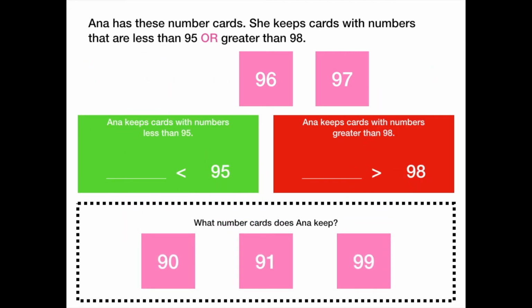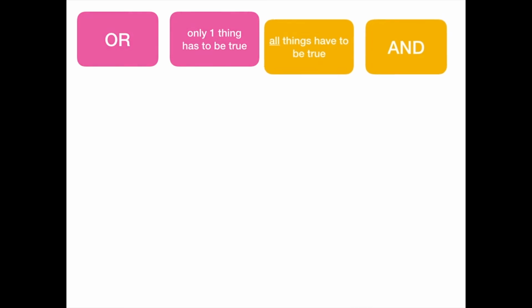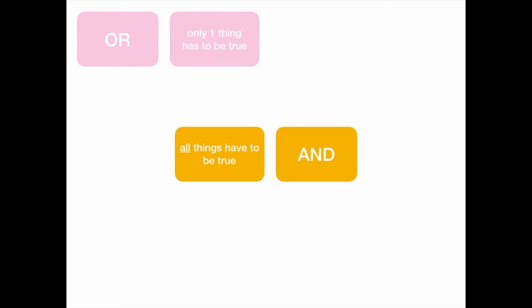These are the cards that Anna keeps. They are less than 95 or greater than 98. Nice job. Remember, we've been working with the word or, which means only one of the things has to be true. Let's switch and use the word and. Remember, that means that all of the things have to be true.